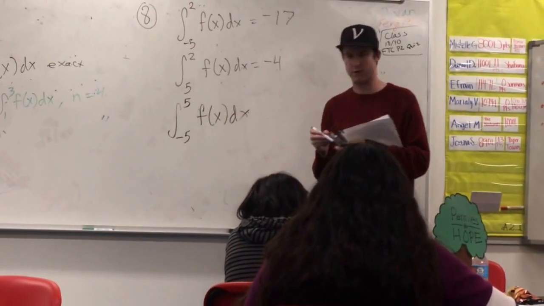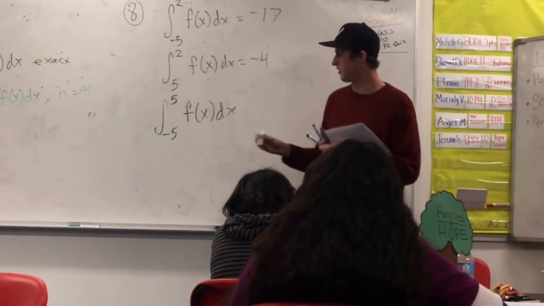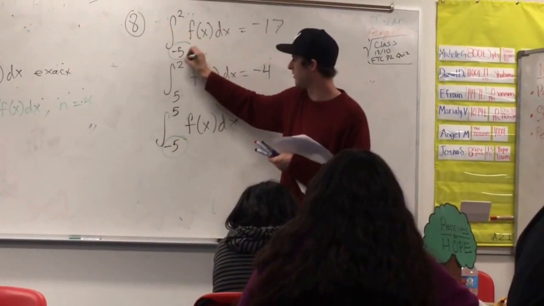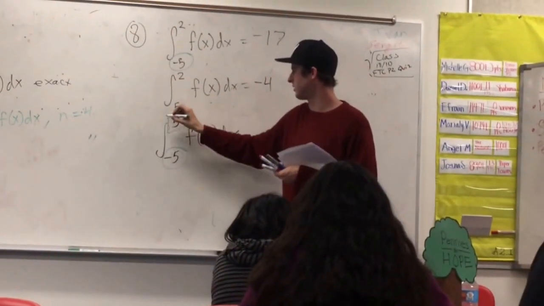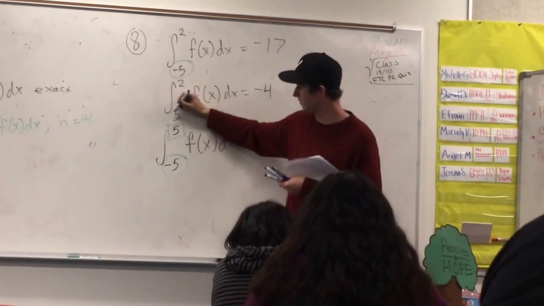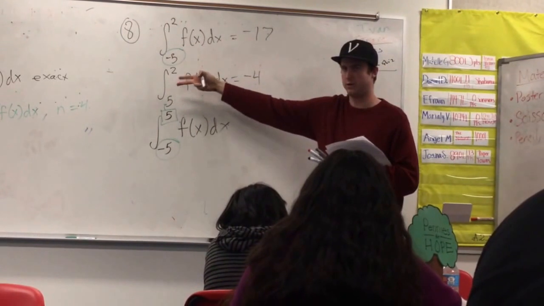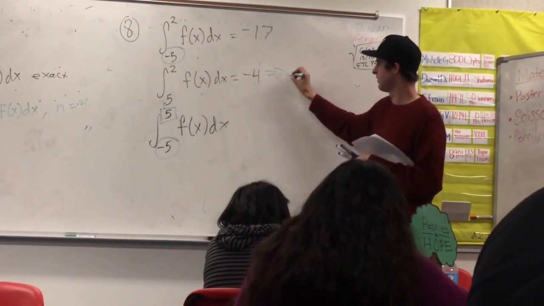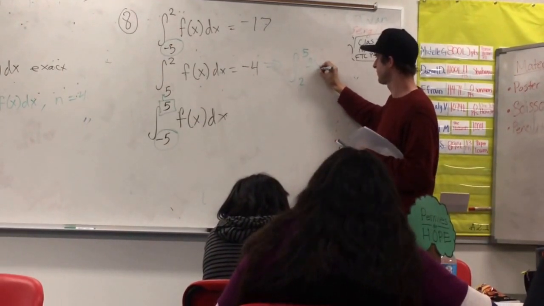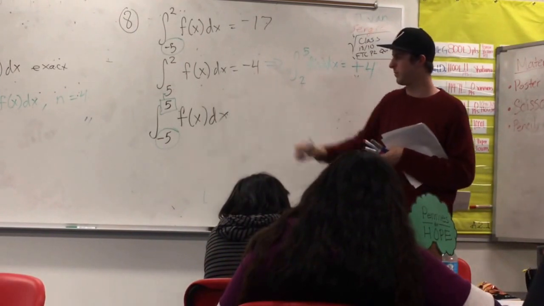This is very similar to the other question, where I want this to be on the bottom. Is it on the bottom? Yeah. I want this one to be on top. Is it on top? It's right here, so we got to flip that one. So we're going to flip this one, which makes it the integral from 2 to 5 of f of x dx equals +4. Right, we flip it.